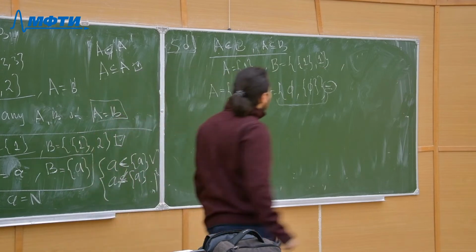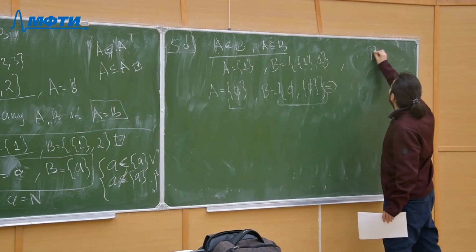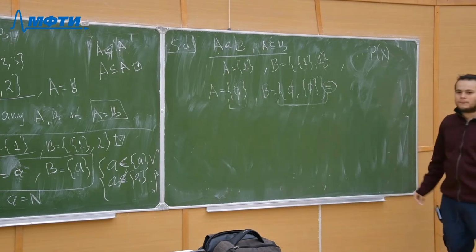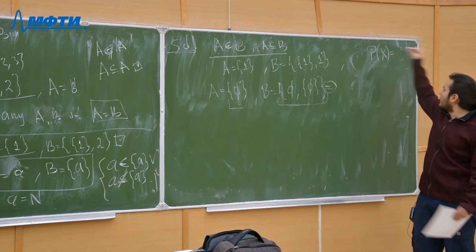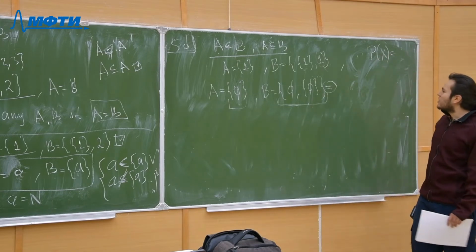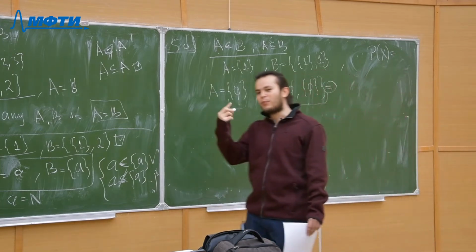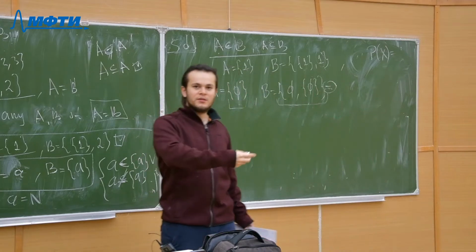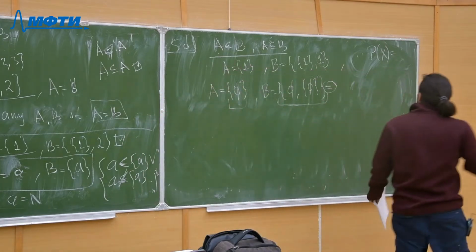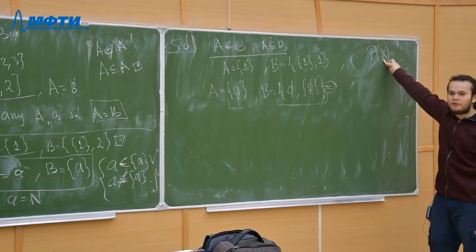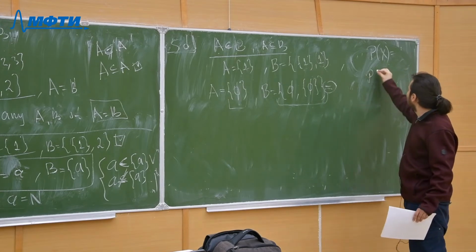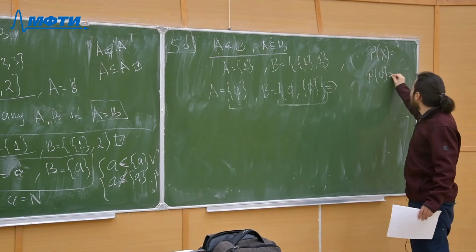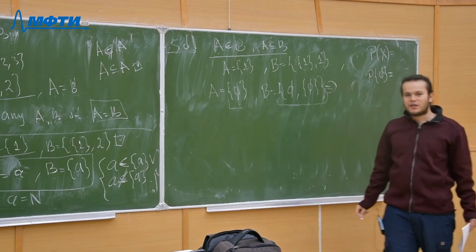So let me remind you, what is the name of this? The power set, right? The power set of X. And what is the power set of a set? It's the set of all the subsets, right? So this is the set of all the subsets of X. Now, what is the power set of the empty set? What is the power set of the empty set?